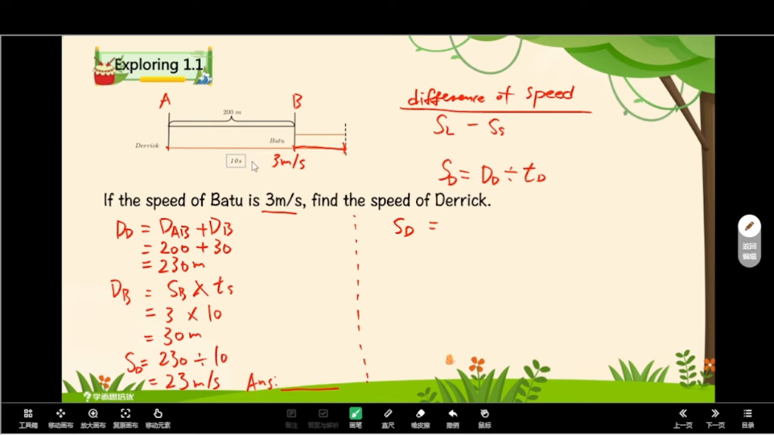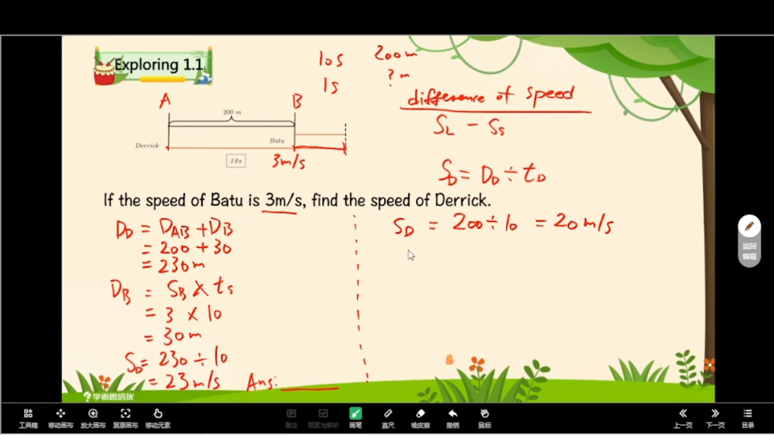Derek takes 10 seconds to run 200 meters more than 巴图. So 10 seconds, 200 meters more. So how about for 1 second, how many meters more than 巴图? Can we know from the division method? And we can know the answer is 20 meters per second, because this is talking about in 1 second, how many meters can Derek go more than 巴图, which is the difference of speed.